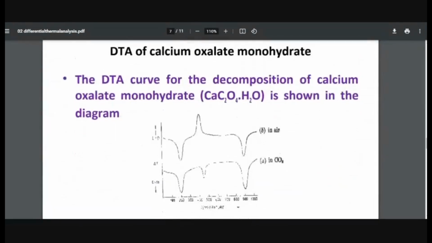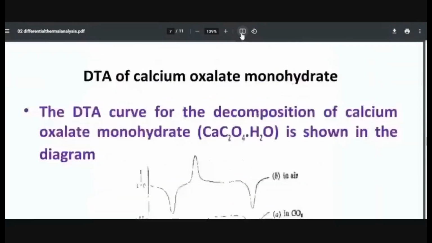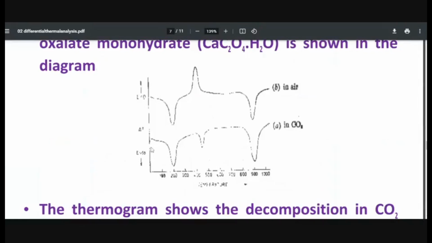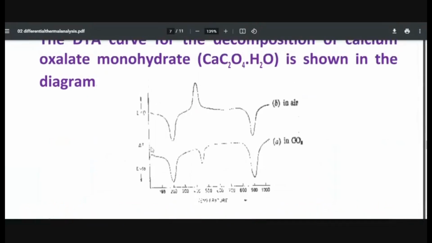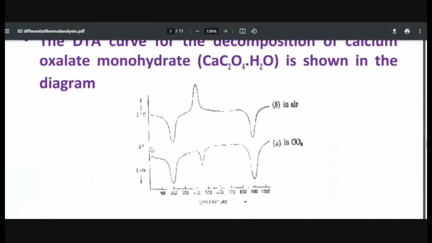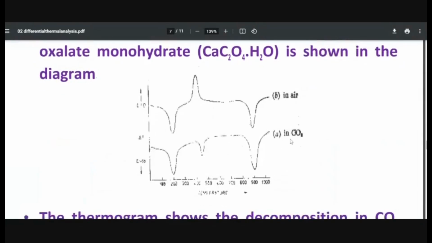We will study one example, DTA of calcium oxalate monohydrate. Let me show you a proper graph of it. There are two graphs of the same calcium oxalate monohydrate, one in the presence of CO2 and one in the presence of air. Please observe it and then we will discuss what it is. Observe the similarities and differences between them.